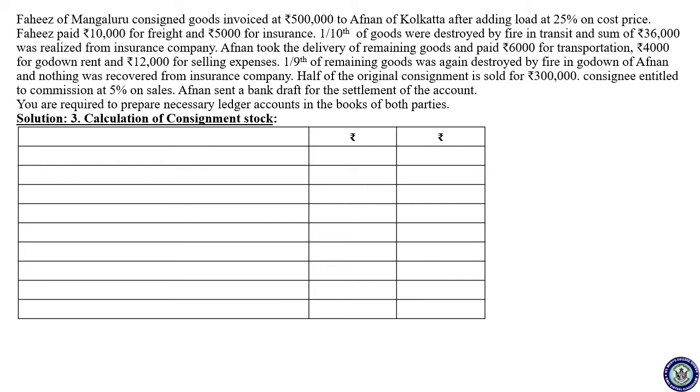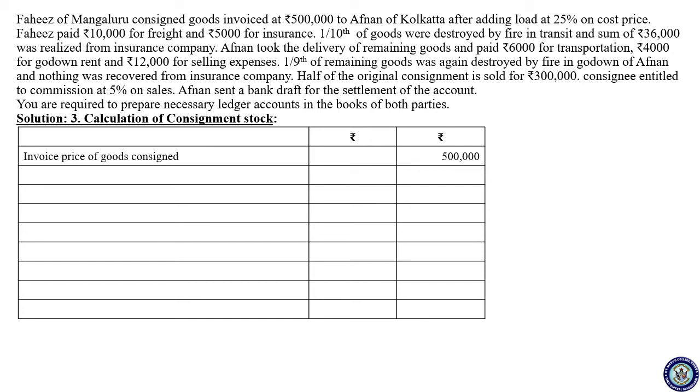So the FIs has invoiced the goods worth rupees 5 lakh, correct? Out of which 1/10 were lost, 1/9 were lost again in the godown, and half of the original consignment were sold. So first we have to calculate the value of the goods left with the consignee.